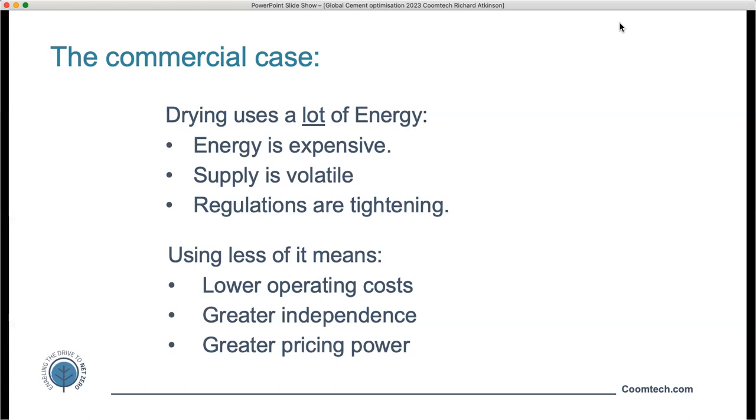But if your material does meet those criteria, then you have the potential to optimize a key step in your process down to energy levels never previously obtainable. This brings obvious commercial benefits. Energy is expensive, supply is volatile, regulations are tightening. These factors vary place by place, and they're much less onerous in some places than others, but everywhere the trends are towards greater cost and greater difficulty. If you can step across to a lower consumption system, you will have lower operating costs, greater independence, and in the end, greater pricing power in your market.